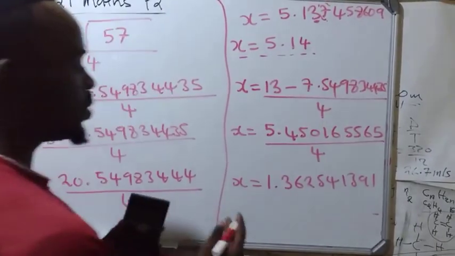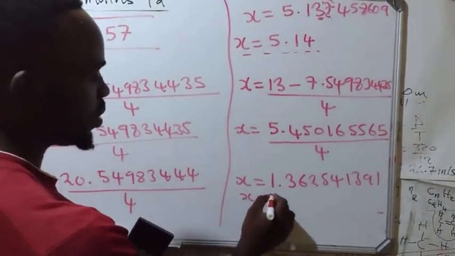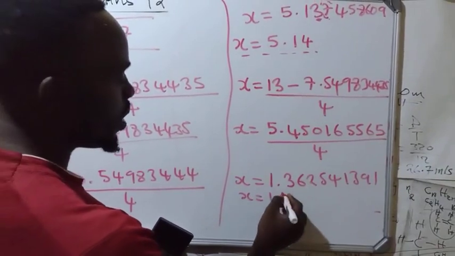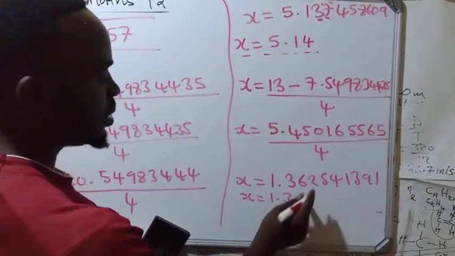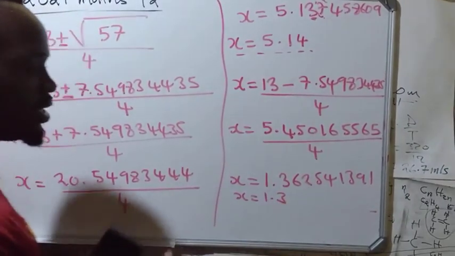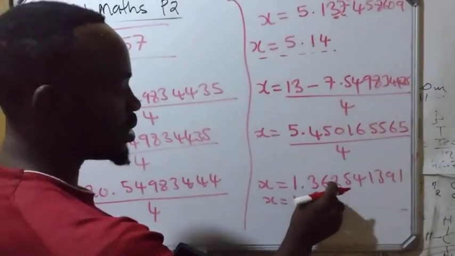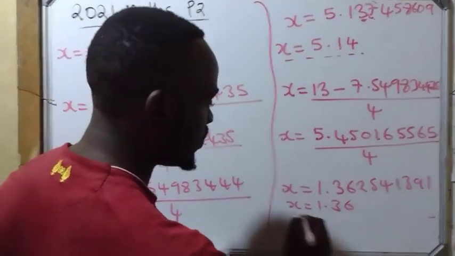Now the condition is that we read this to 2 decimal places. So x equals 1 point, the first decimal place is 3, the second is 6. Now the number after 6 is 2. Remember what I said: if it's less than 5, you can't round off the preceding value. So just keep the same value, 6.